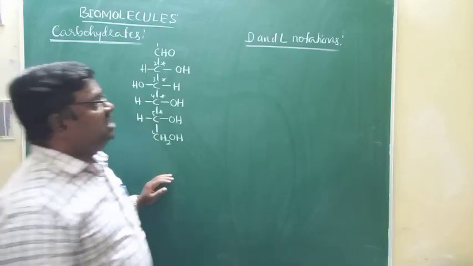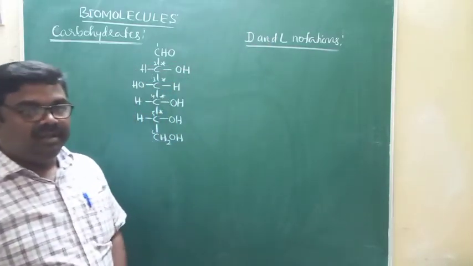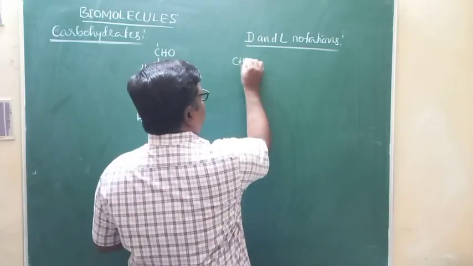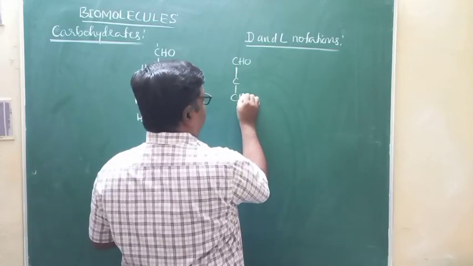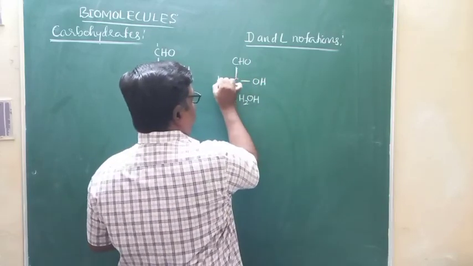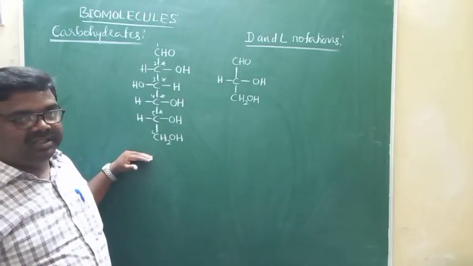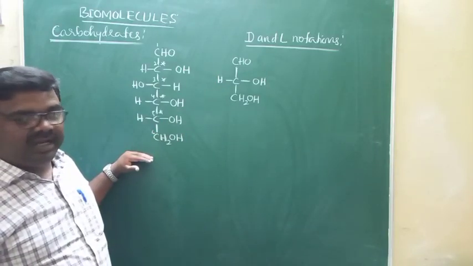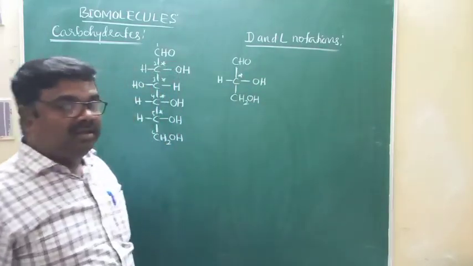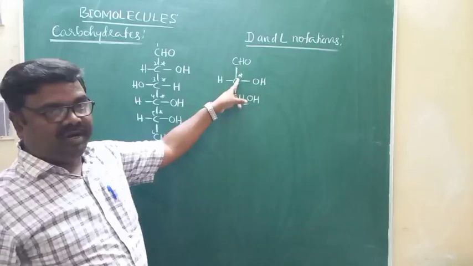As far as this DL method of assigning configuration is concerned, in this particular method, we make use of the simplest possible carbohydrate with 3 carbon atoms and 1 asymmetric carbon, that is glyceraldehyde. I can make use of this configuration of glyceraldehyde in order to assign configuration to the monosaccharides, or you can say optical isomers. Here this glyceraldehyde has got 1 asymmetric carbon atom. Just observe, in this particular structure, the OH group is on the right side of the asymmetric carbon atom, right?